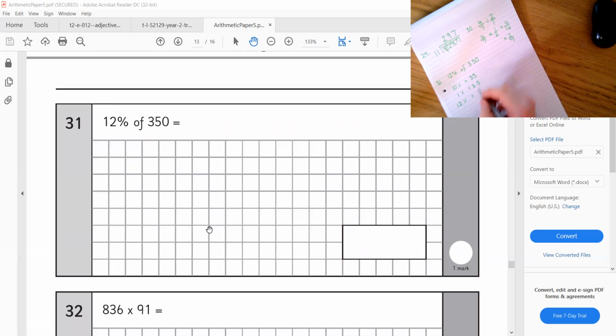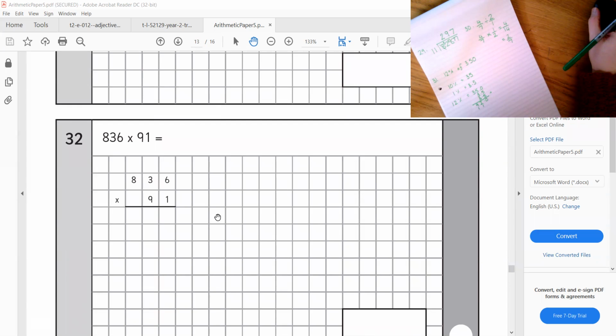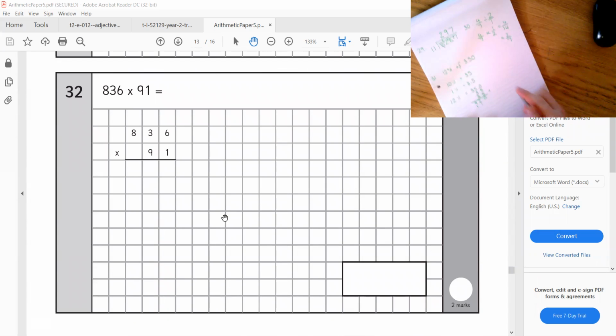So 12% equals, well, 10% is 35, 1% is 3.5, and another 1% is 3.5. If I add them all together, I should end up with 5, 6, 7, 8, 9, 10, 11, 12. 3 at the 4, 42 is what I should have ended up with there. Question number 32. Here we go. Another amazing, easy 2 marker.